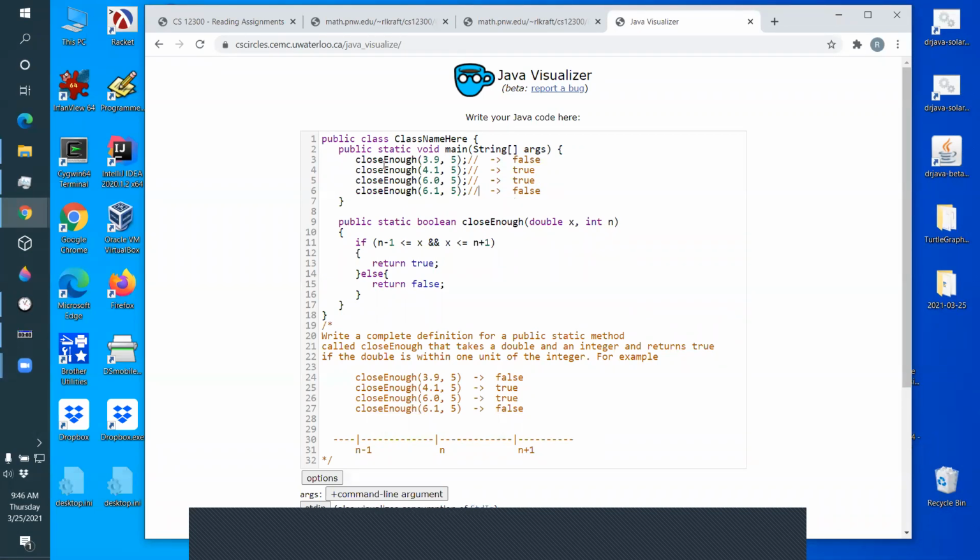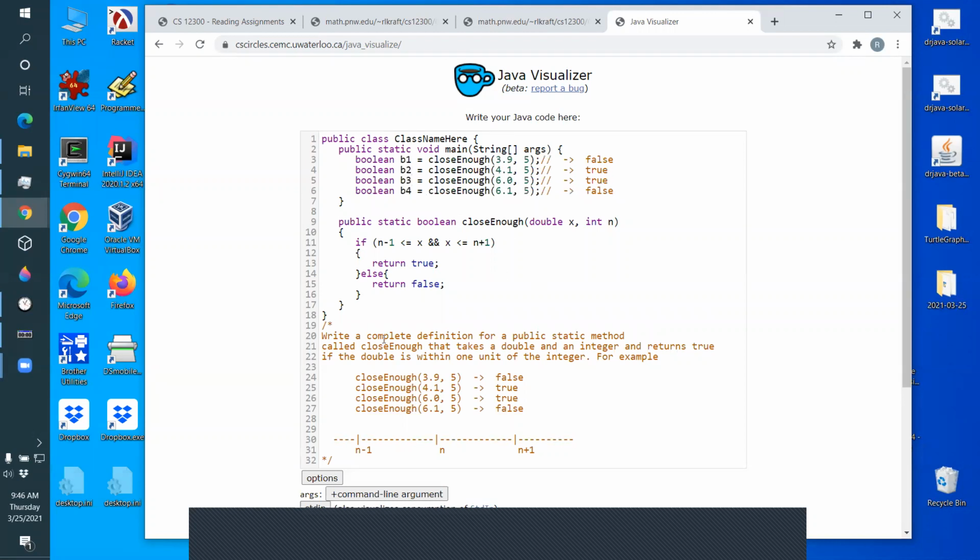Okay, and if I want to see the answers, an easy way to see the answer is to create a Boolean variable to hold the answer, because then when we run it, the Java visualizer will put the answer in that variable, and that makes it easy for us to see if we got the right thing. Then I need to change the names of those, so that's going to be 4, 3, 2.